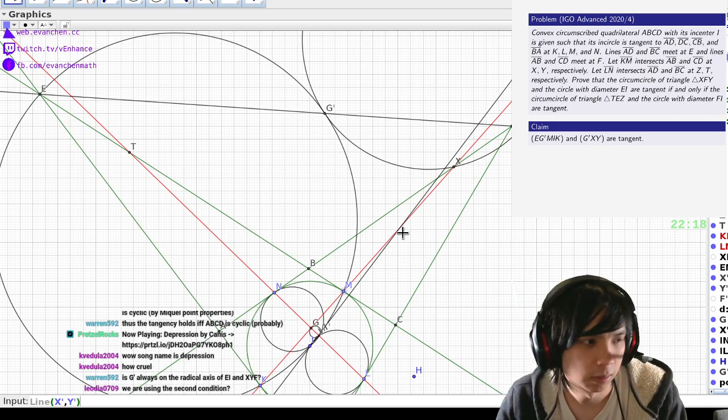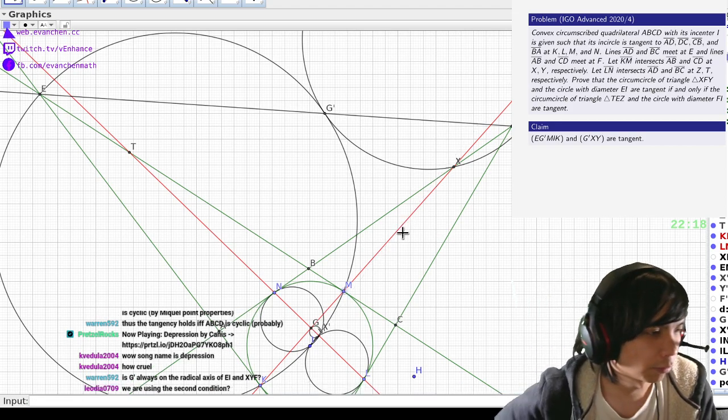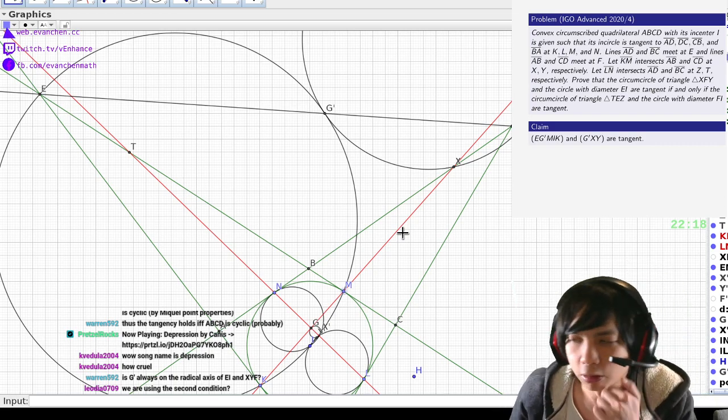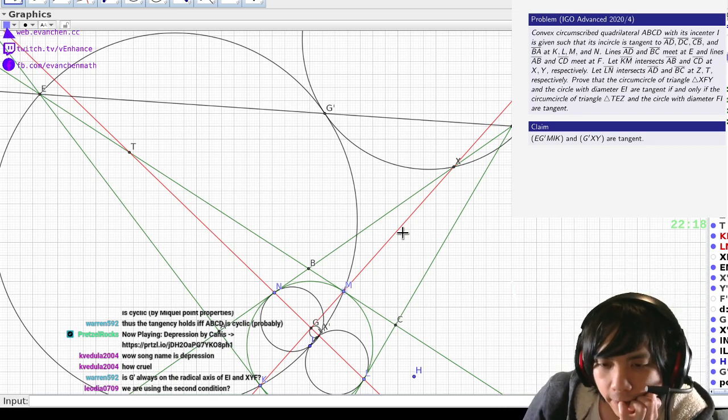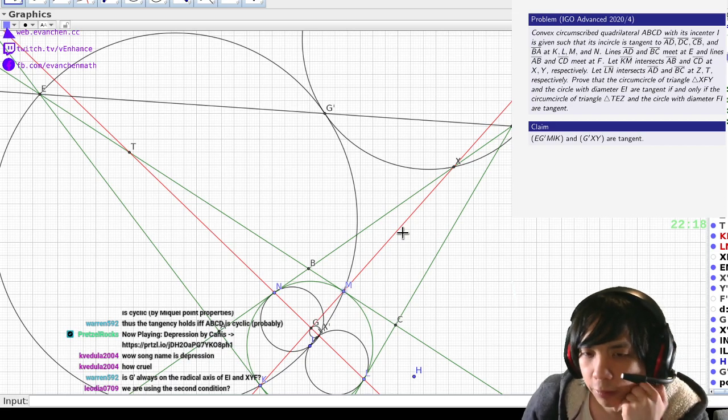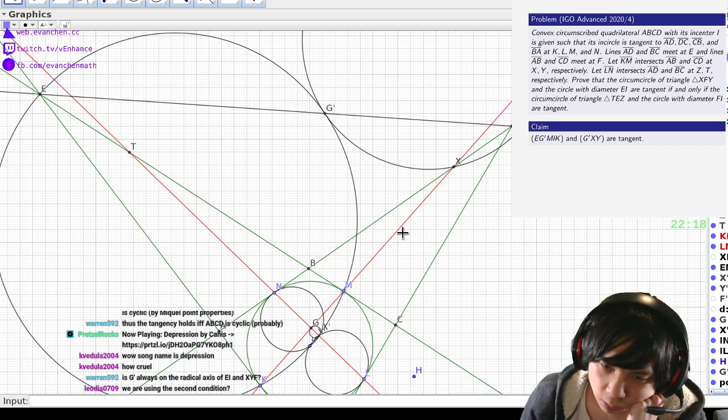Is this anything good? We are not using any condition. Right now, this claim we believe is true unconditionally, and we're trying to prove it. X prime, Y prime should meet. Red line, okay.